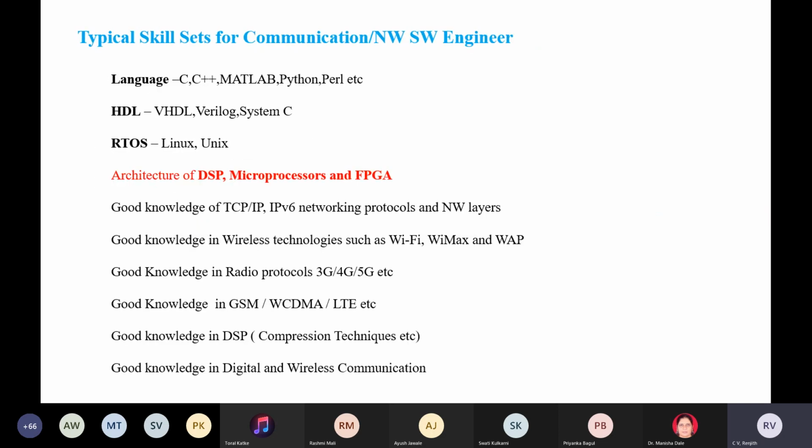Then to work in communication and networking software, you need to have good knowledge in networking protocols, various wireless technologies and communication technologies, and DSP, because DSP is the fundamentals of communication, so you must know that very well. You need to know programming. You need to know HDL and RTOS, and of course the architecture of DSP processor and FPGA, because all these algorithms are finally implemented in any of the three things. These are the fundamental components in any of the products that you take. So you must know all of that.